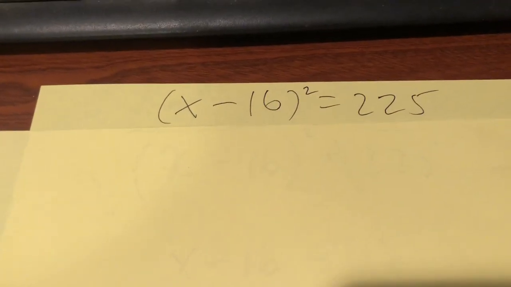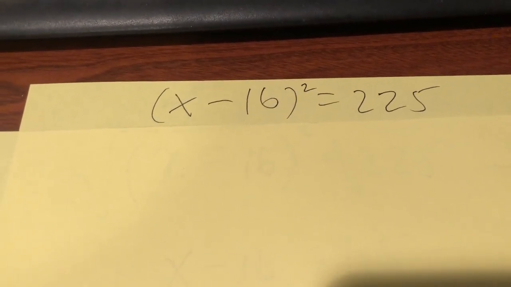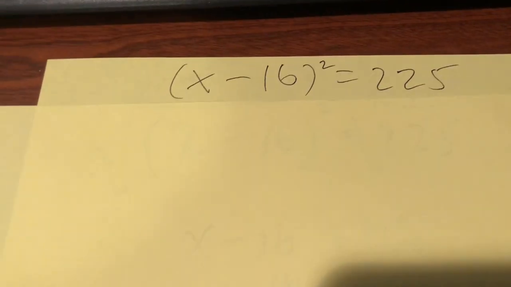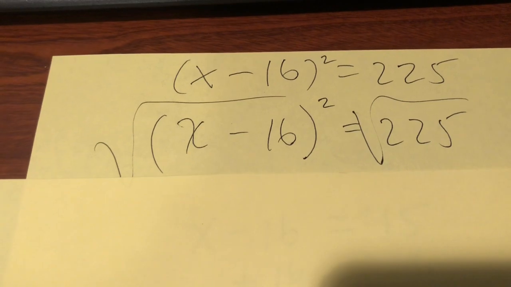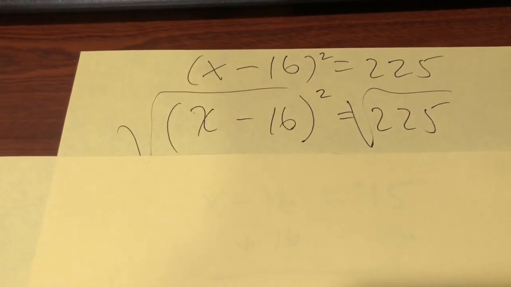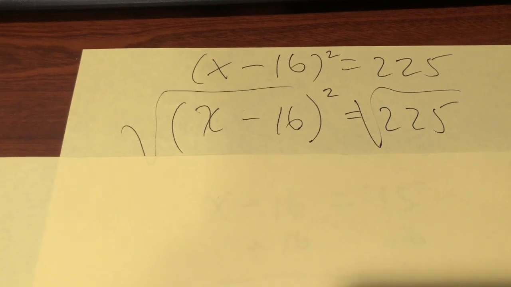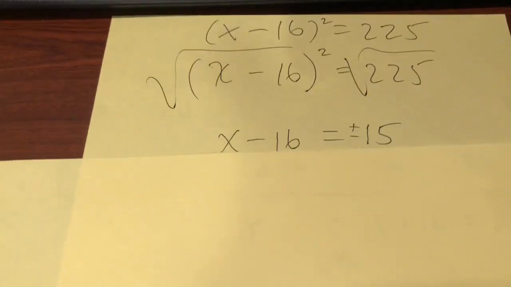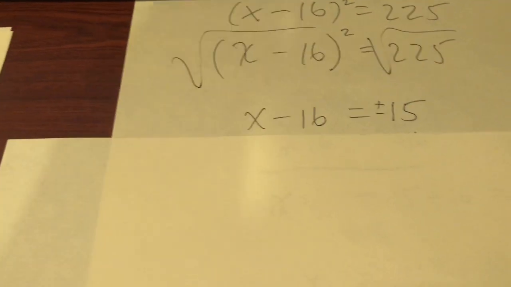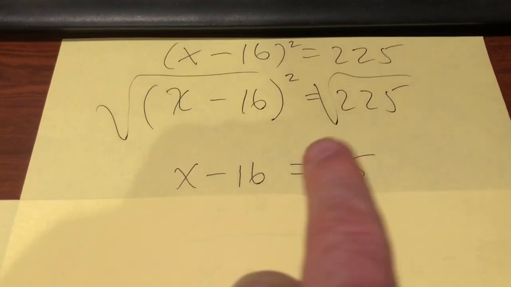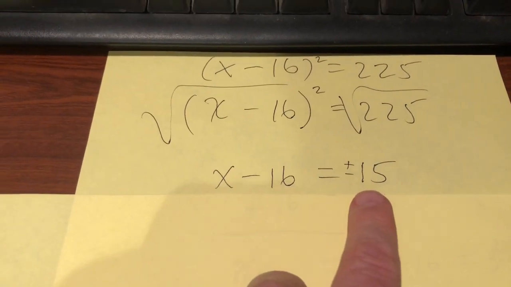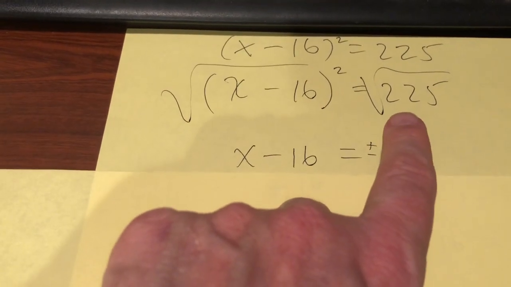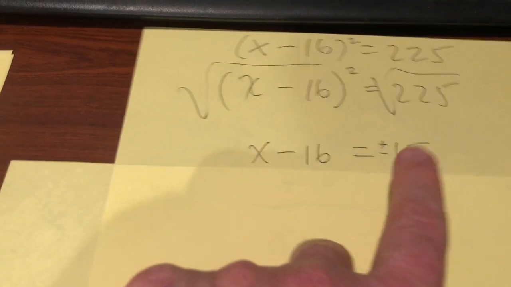Okay, we have one more problem. It's a little different: x minus 16, that quantity squared, equals 225, and we do have a perfect square on the right side. So first I take the square root of both sides, and on the left I'm going to end up with just x minus 16, and on the right, the square root of 225. This is how that looks: x minus 16 equals, and don't forget we have two answers, either 15 or negative 15. Negative 15 times negative 15 would also give us 225, and of course 15 times 15 would give us that.